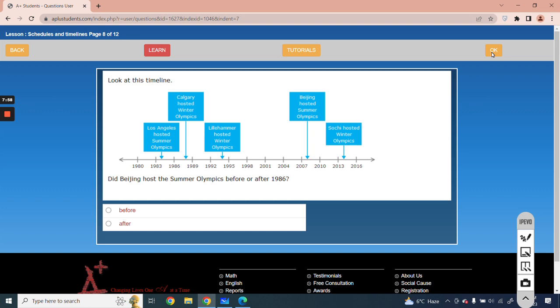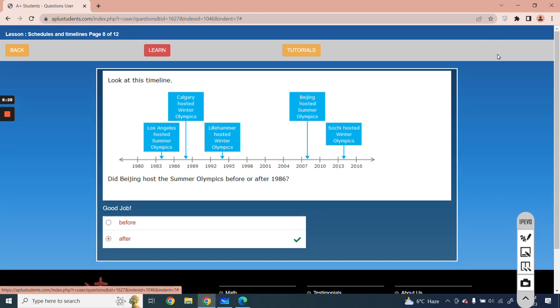Okay, look at this timeline. Did Beijing host the Summer Olympics before or after 1986? So where is 1986? Here it is, 1986. Before 1986 only Los Angeles hosted summer. So after 1986, yes, Beijing hosted Summer Olympics after 1986. Got it? So the correct option is after. Just select the correct option, then click on the OK button.